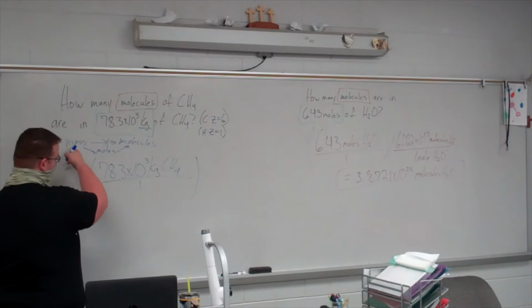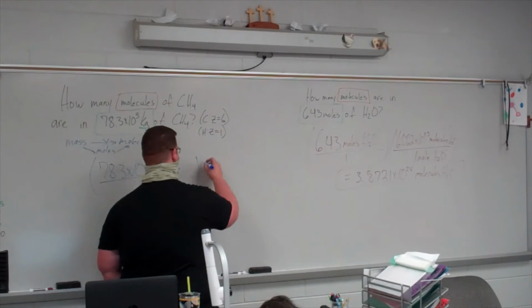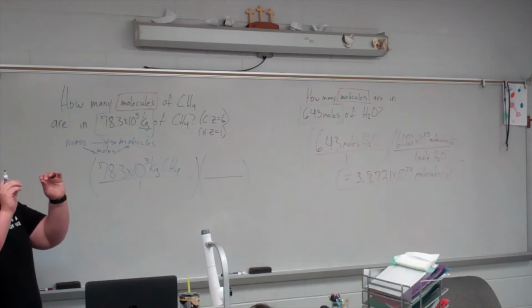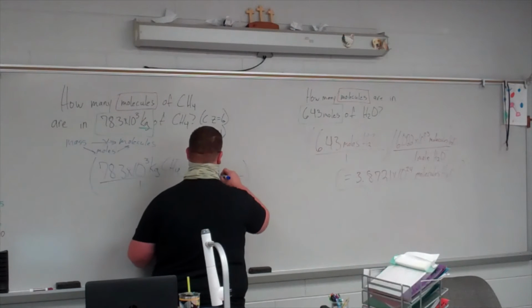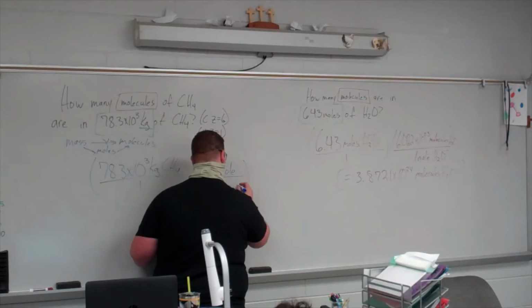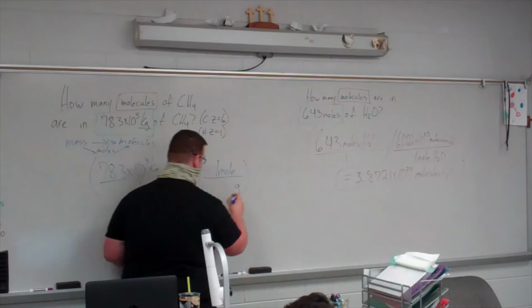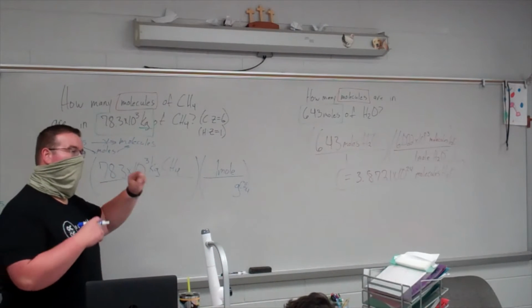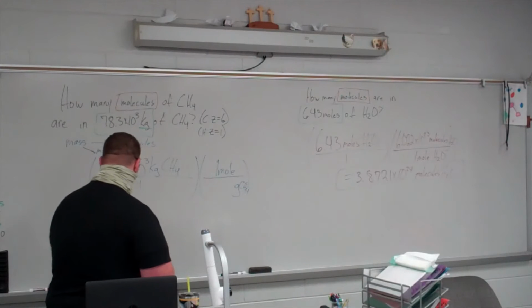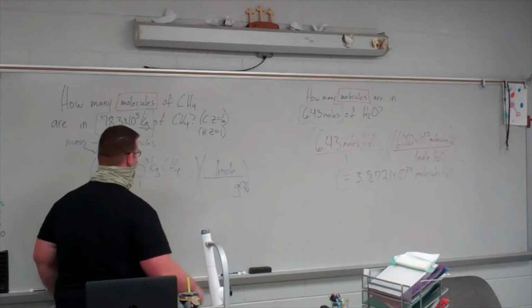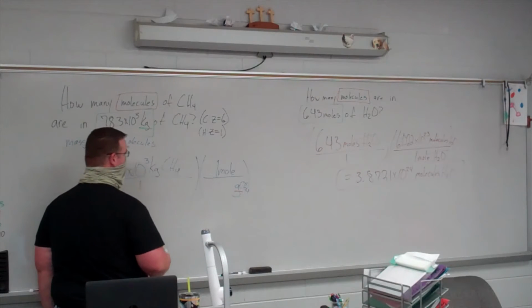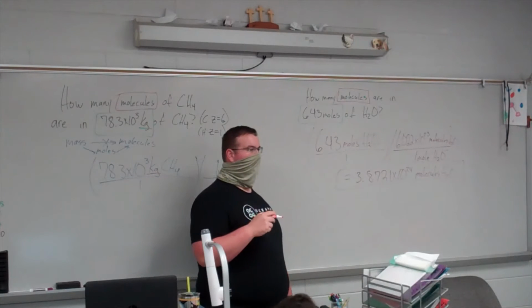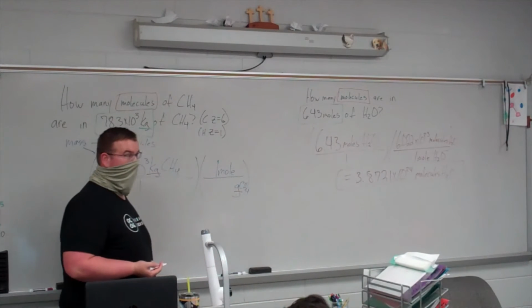So, step 1, let's go from mass to moles. I need a conversion factor. What's the conversion factor? 1 mole over something grams. So it's grams of methane. Here's the thing, this is what's wrong. Look at your units. Here, it's grams. What is it here? Kilograms. Those are not going to cancel out. They're not the same.